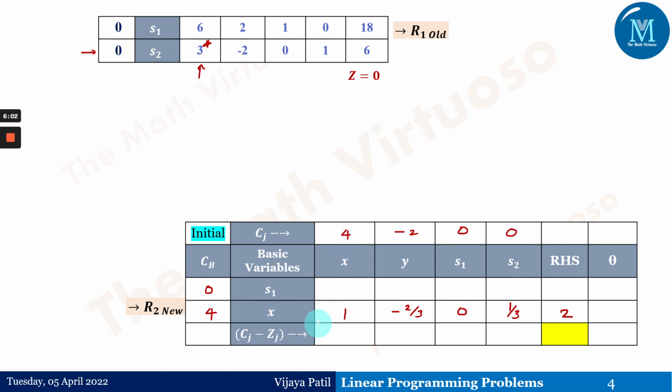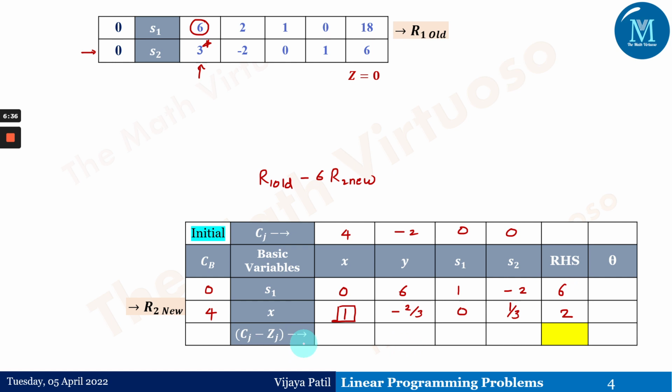Okay, so now to get this first row, we want this 6 to be 0 using this 1. So what would be the transformation? That would give us R1 old minus 6 times R2 new. So that gives 6 minus 6, which is 0. Next is 2 minus 2 times minus 2 by 3. That gives us the values 6, then 1, then minus 2, and the RHS comes out to be 6.